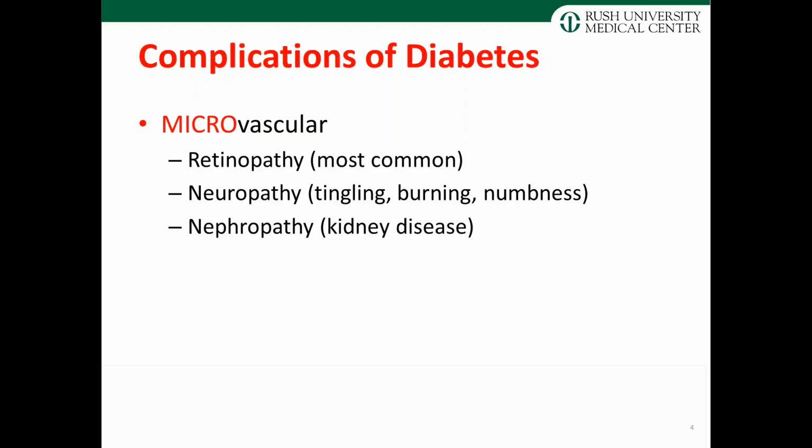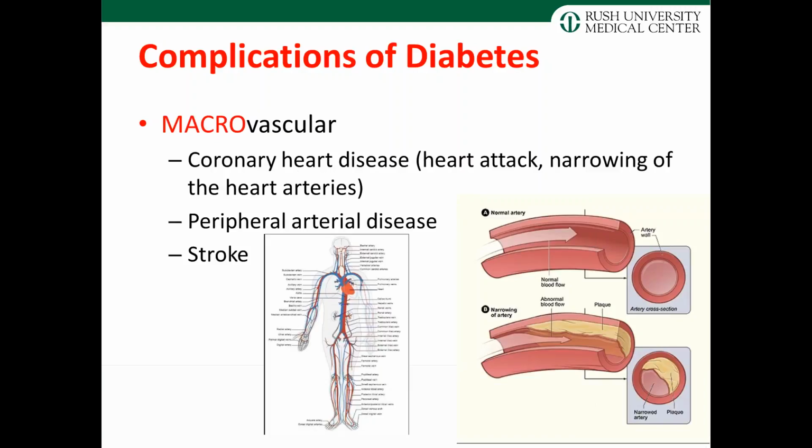So we had talked about these microvascular complications. Where does heart disease fit in? So that goes under the category of macrovascular complications of diabetes. Macro meaning the larger arteries. So what does that involve? That involves coronary heart disease, or the heart arteries, and that can manifest just as a narrowing of the heart arteries, which may not be clinically evident, or it could be a heart attack that just happens. It could be peripheral arterial disease affecting the legs.